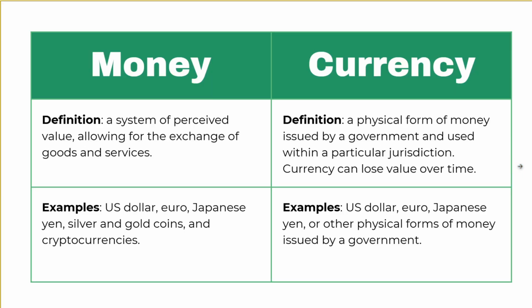So, here are our examples and definitions of money and currency. Money is a system of perceived value, allowing for the exchange of goods and services. Some examples are the US dollar, the euro, Japanese yen, silver and gold coins, and cryptocurrencies. Currency is a physical form of money issued by a government and used within a particular jurisdiction. Currency can lose value over time. Some examples of these are the same things, the US dollar, euro, Japanese yen, but they do not include silver and gold coins or cryptocurrencies. They are instead other physical forms of money issued by a government.